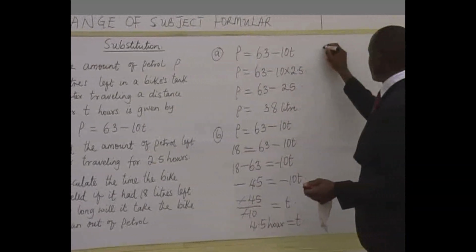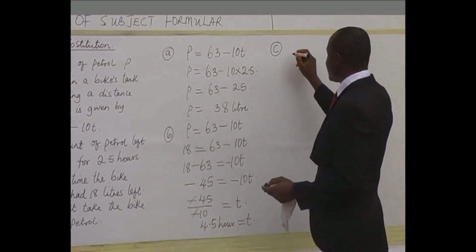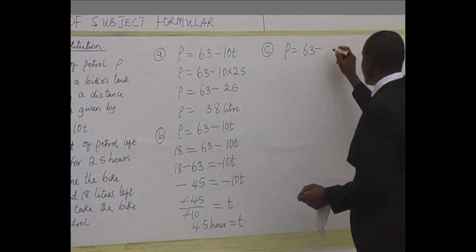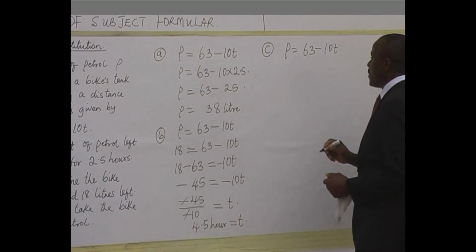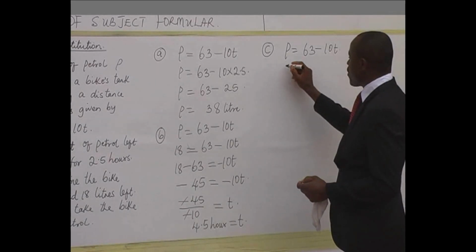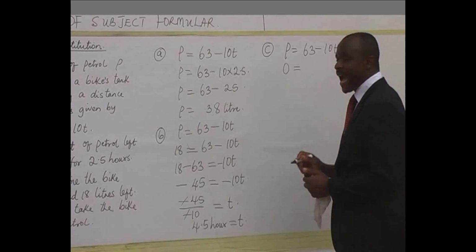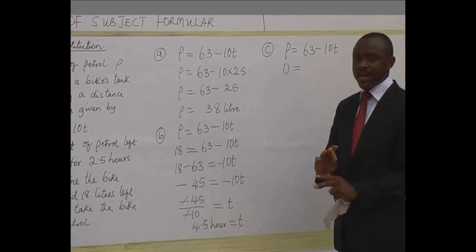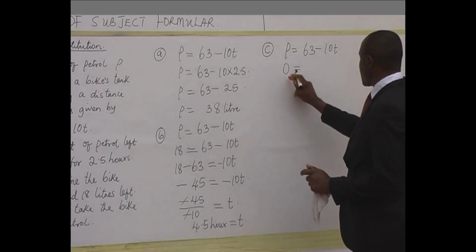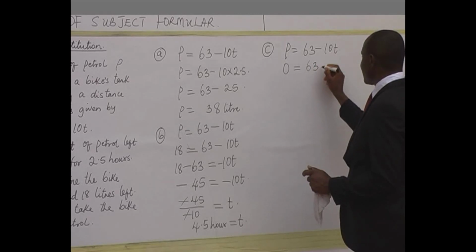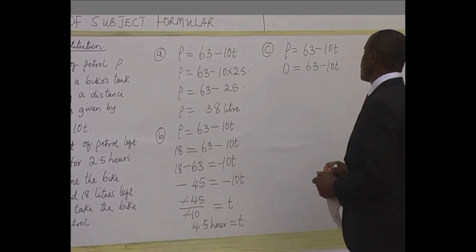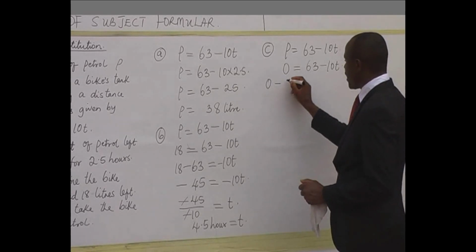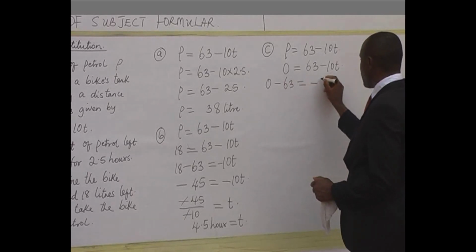Let's take number C. Remember our equation says P is equal to 63 minus 10t. In that question, P is 0 now, because if the bike has run out of petrol, that means there is no petrol in the tank. That means P is now 0. So 0 is equal to 63 minus 10t. Subtract 63 from both sides, you're going to have 0 minus 63 will now be equal to minus 10t.